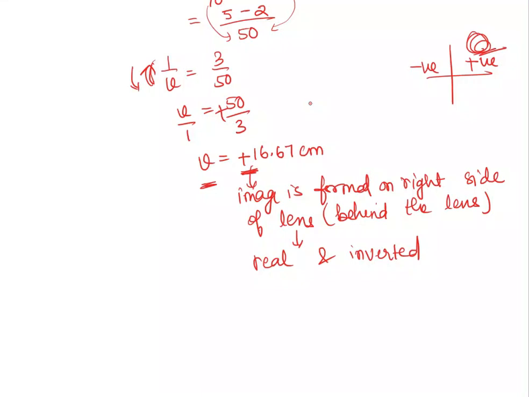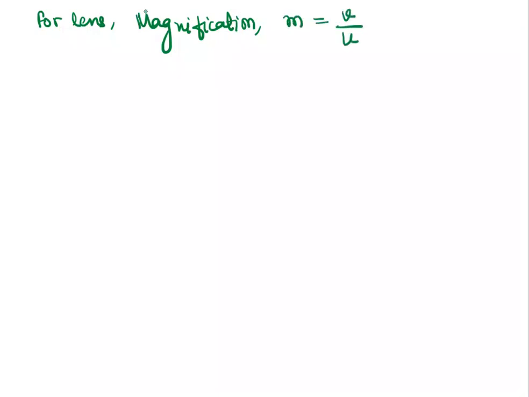Now next, to calculate the magnification, we need to use the formula for magnification. For a lens, magnification, represented by M, is equal to image distance divided by object distance. So we have both image distance and object distance. Substituting the values here: image distance 16.67 and object distance is minus 25.